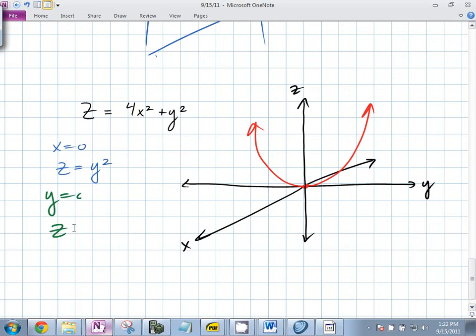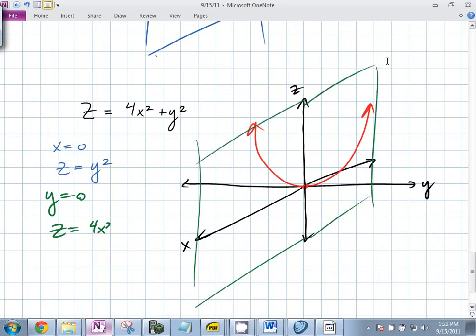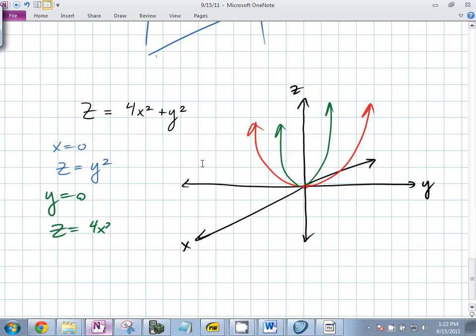Z is equal to 4x squared. So what kind of parabola is that compared to the one we just drew? It's a different plane, and it's steeper. It's a bunch steeper. So we're going to go upwardly steep along that plane. So do you have a basic idea of what it looks like now?